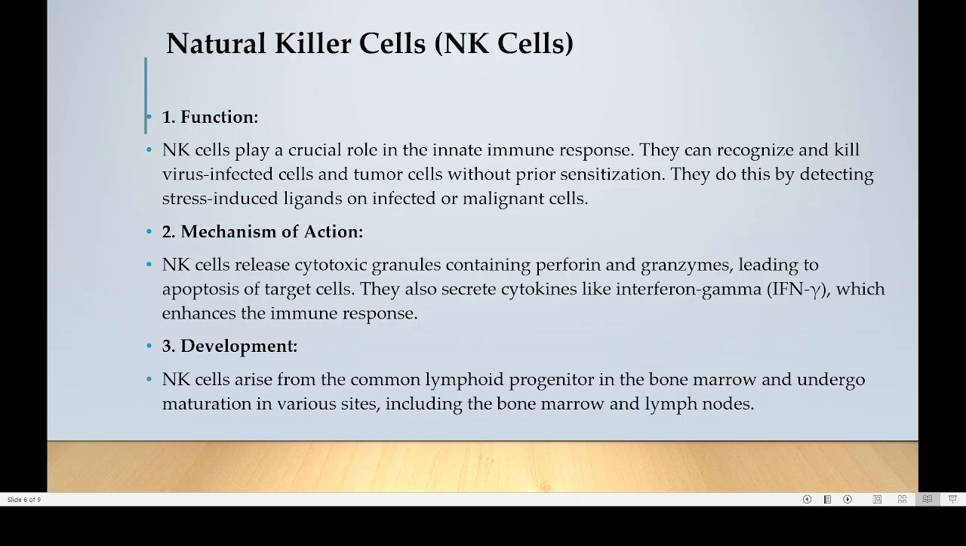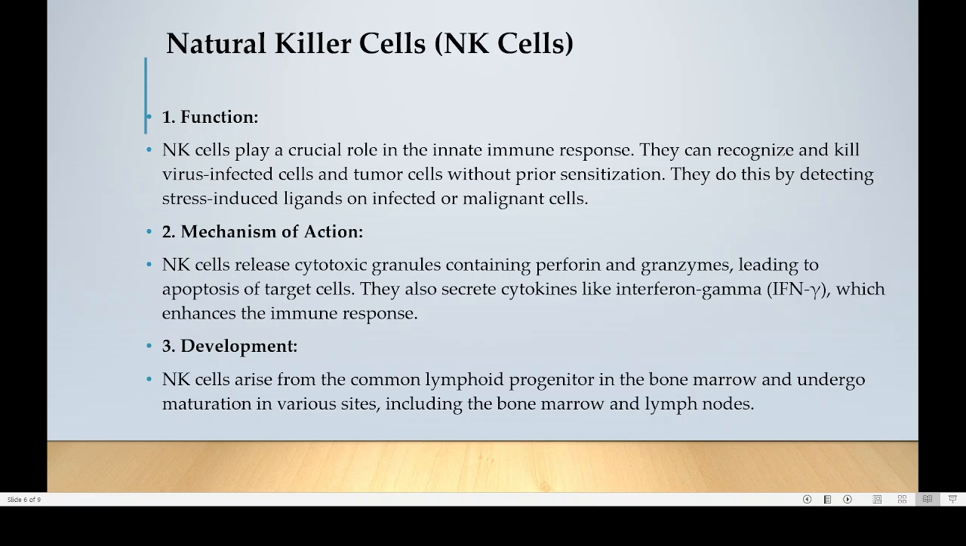They do this by detecting stress-induced ligands on the infected and malignant cells. So the main function of the natural killer cell is to kill the tumor cells or cancerous cells which are different from other normal cells. So these natural killer cells will be identifying the virus-infected cells as well as the tumor cells, and they will be killing them.